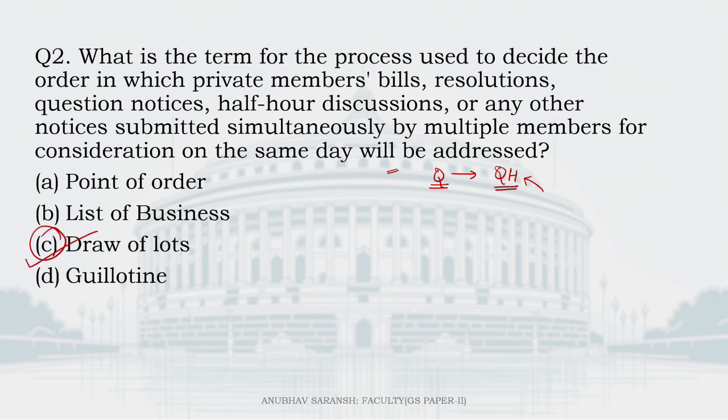Other things are pretty self-explanatory, like what is point of order? Point of order basically means a rule used during meetings or discussions, the parliamentary discussions, to question whether the current proceedings are following the established rules or guidelines or not. It's like calling attention to a rule book during a game to make sure everyone is playing fairly. And then guillotine. What is guillotine? When the debate is cut short and the entire matter is put to vote, we call it guillotine. So here the answer is draw of lots or the lottery system, C.